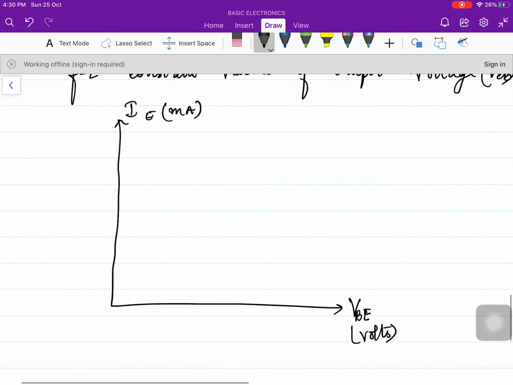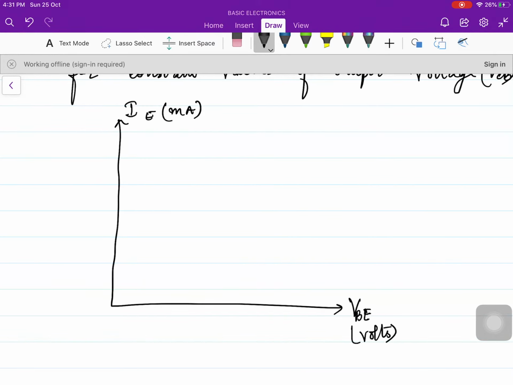Alright, now let's draw this graph. You remember we are drawing the input characteristic curve. In the case of common base configuration, the input port is forward biased because you have biased the whole configuration in active mode. So the emitter base junction is forward biased. So here the input port is forward biased. And when a PN junction is forward biased, we know how to draw the graph.